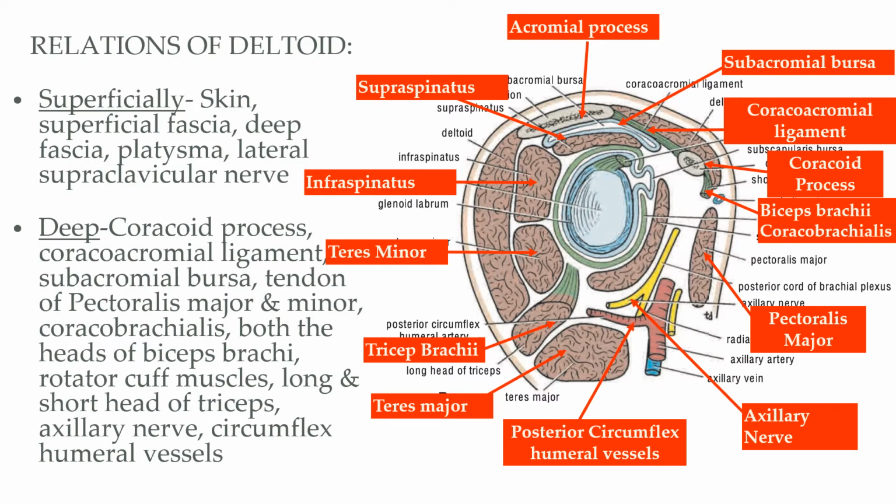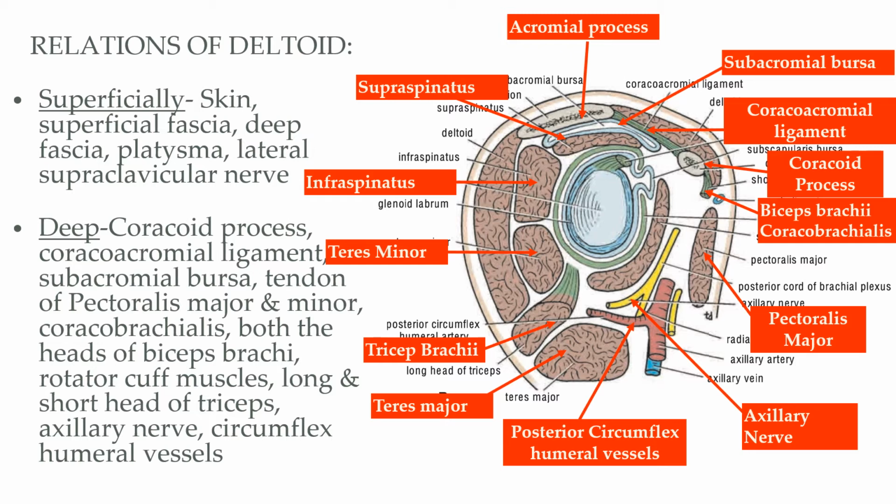Deltoid is the bulkiest muscle present over the shoulder region. It provides contour to the shoulder region. This muscle holds several significant anatomical relations. We are going to learn the relation of the deltoid now, the superficial and the deep relation.